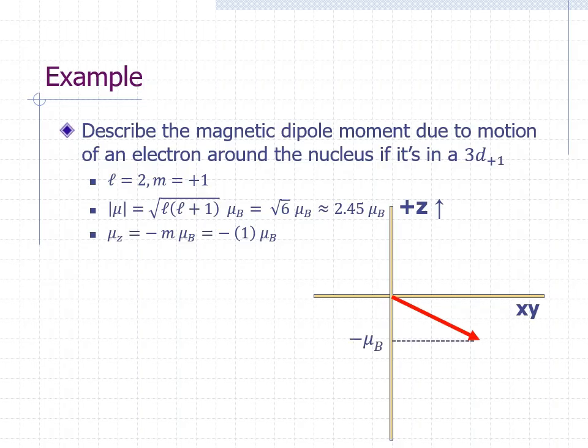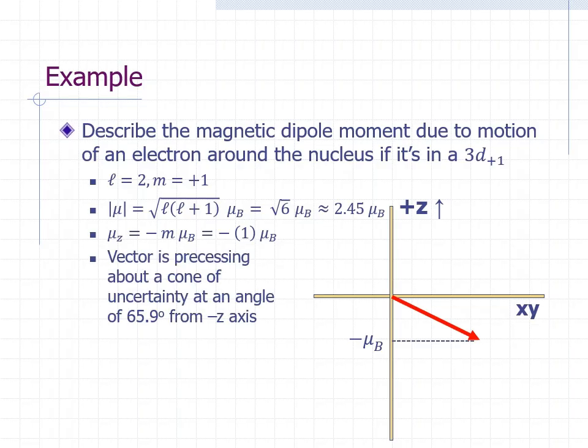Square root of 6 is about 2.45. So the length of the vector is about 2.5 times longer than its drop. We can calculate the angle that the arrow forms with the negative z-axis to be about 65.9 degrees. Don't forget that there is uncertainty in x and y components of the vector. So we say that the vector is precessing about a cone of uncertainty at a fixed angle of about 65.9 degrees from the negative z-axis. The tip of the vector can be anywhere on this circle that is parallel to the xy plane.